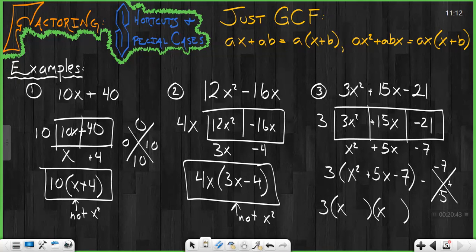7's prime. The only factors of it are 1 and 7. And I can't do a 1 here and a 7 there. That does not get me 5. Therefore, this one is not factorable. All right, so x squared plus 5x minus 7 is a prime trinomial. I can't factor it any further. Therefore, pulling out the GCF was the only thing I could do, and that is my final answer right there.